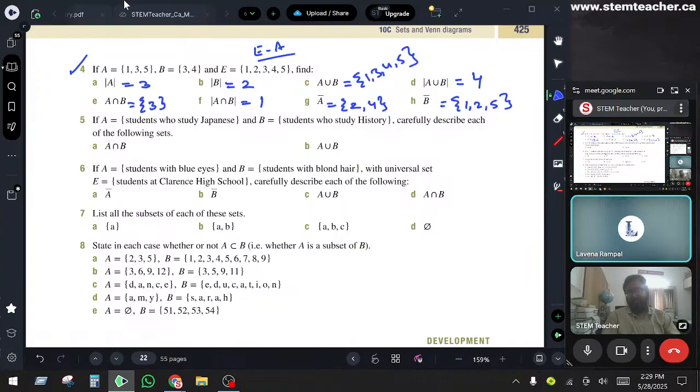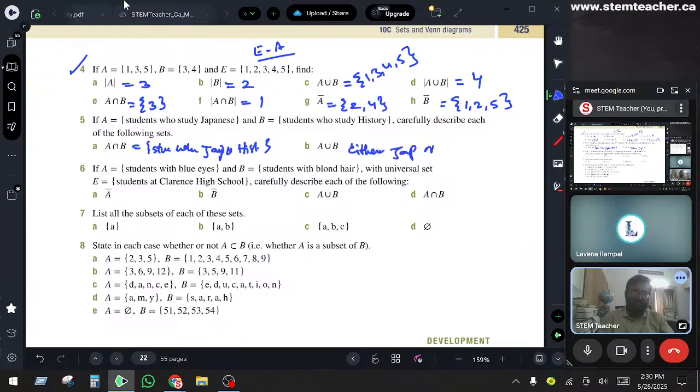And the students who study Japanese, students who study history, carefully describe each. What is A intersection B? Students who study Japanese and history. Is there any student who studies this? Okay, you have to write students who study Japanese and history both. It is either Japanese or history or both. Okay.